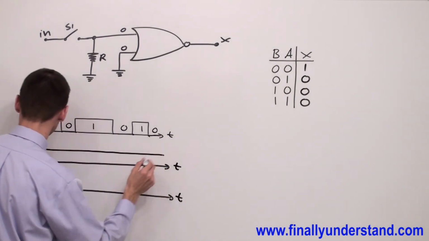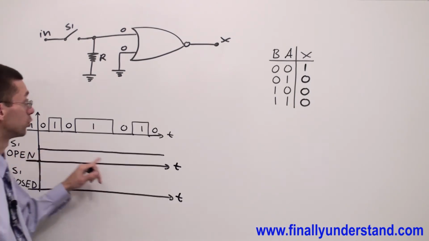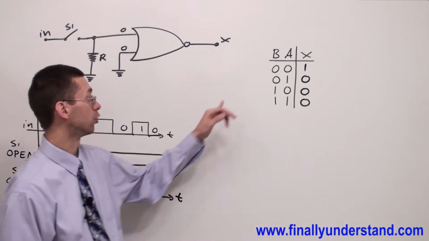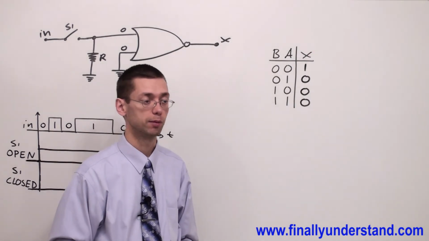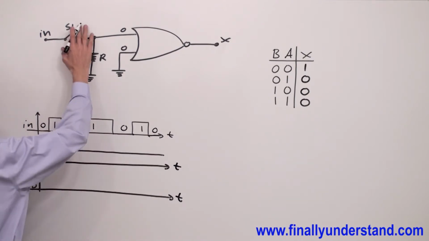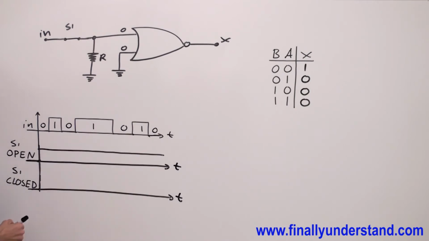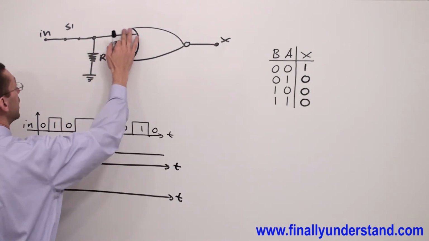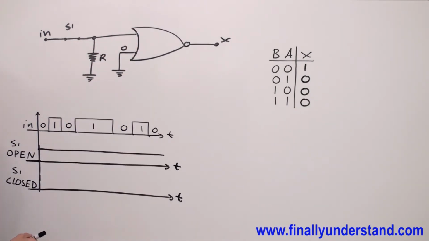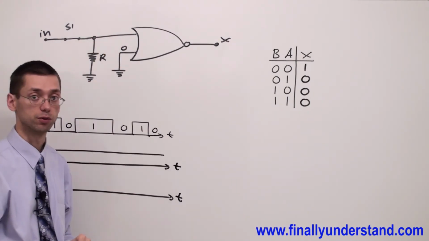And this is the solution for the first part of my problem. When the switch is open, the output is always going to be 1 according to the truth table. Next, we're supposed to see what will happen if I close the switch. If I close the switch, I'm going to apply the input signal to the first input.